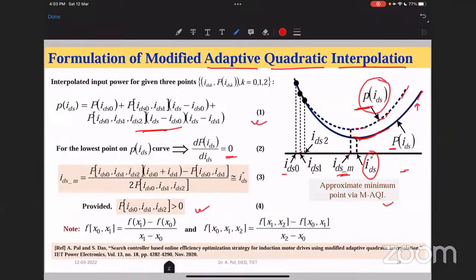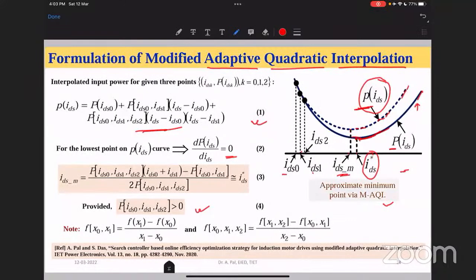So basically, the idea of the quadratic interpolation method is that instead of capital PIDS, we will minimize the small PIDS, and we will check if IDS star, the minimum value of the solid curve, and IDS M, the optimum solution of the polynomial small PIDS, are very close. That means IDS star and IDS M are very close. If the necessary and sufficient conditions are fulfilled, then we can say we have achieved the minimum point.